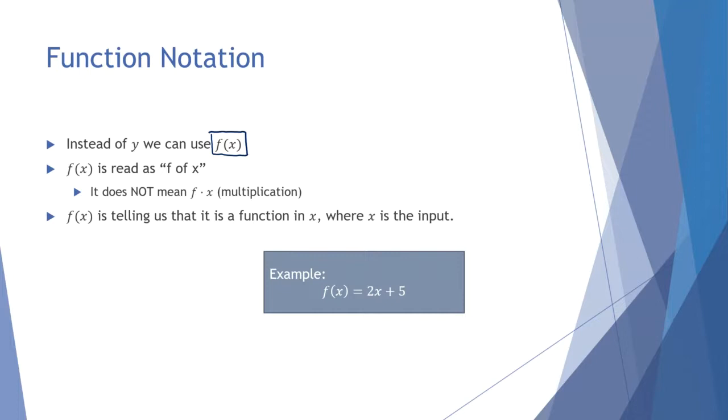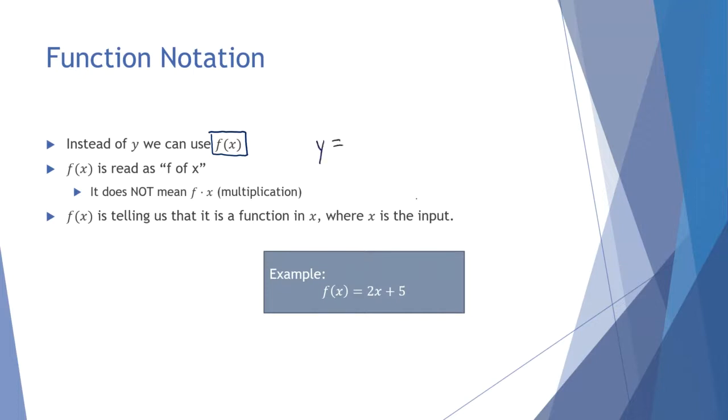So f of x is telling us that we have a function, that's f, that's why they chose f for function, and x, where x is the input. So that notation tells you that your function is called f and you're plugging in for x. So it's telling you the input.